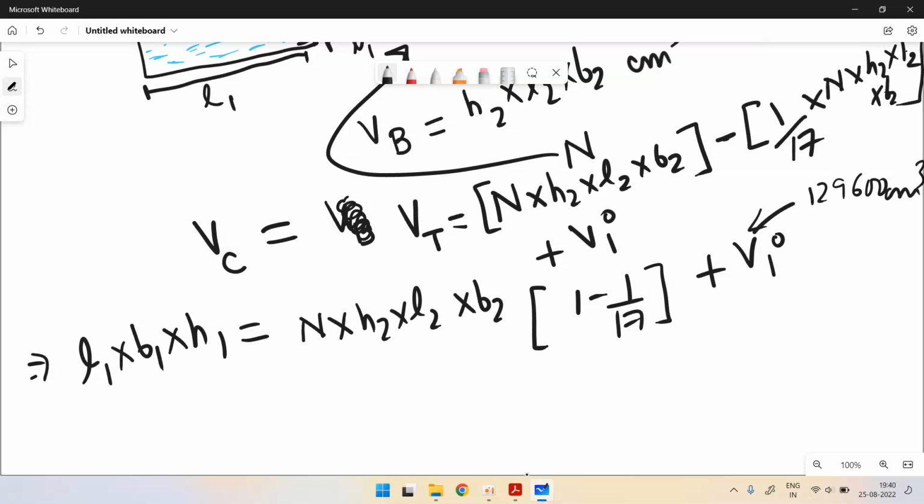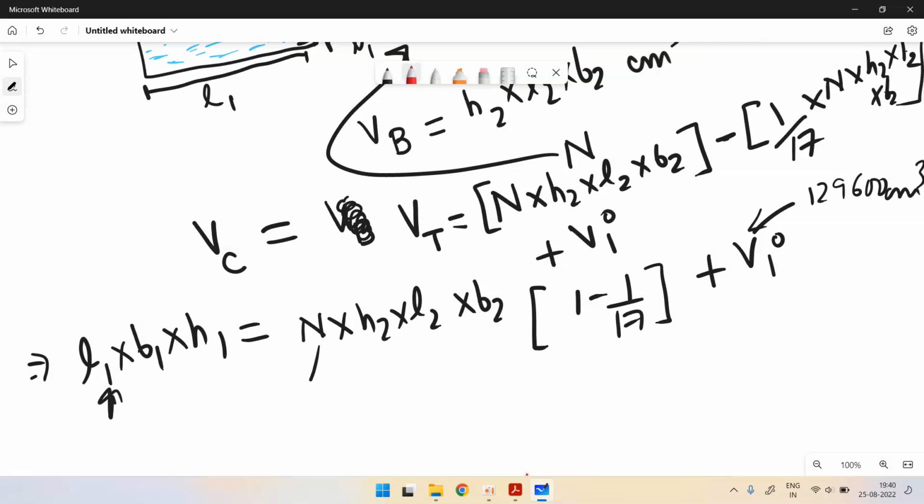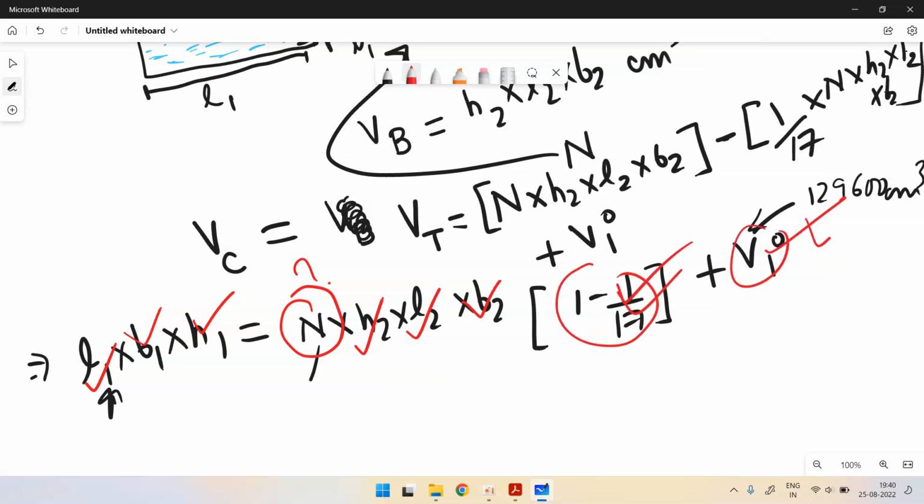Yes. Now this, 1 minus 1/17, is 16/17. So you know these values. You know this, you know this, you know this, and you need to find this. H is given, L2 is given, this is given, 1 minus 1/17. You can easily calculate. Vi also you are given. So this one can be calculated easily. Solve this to get the answer.